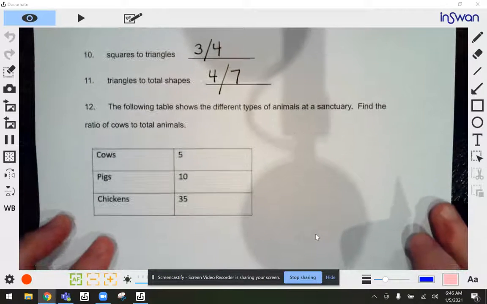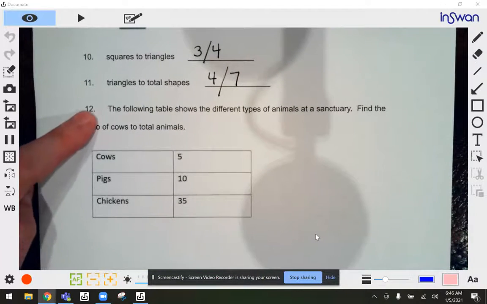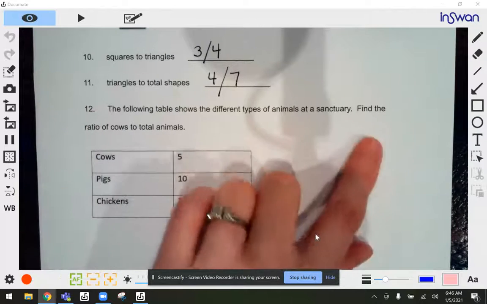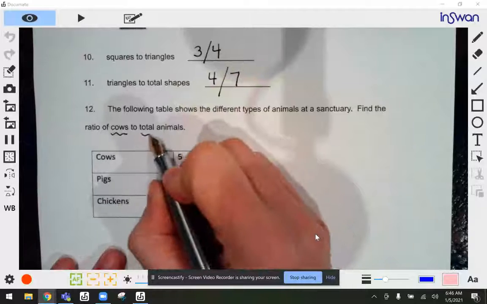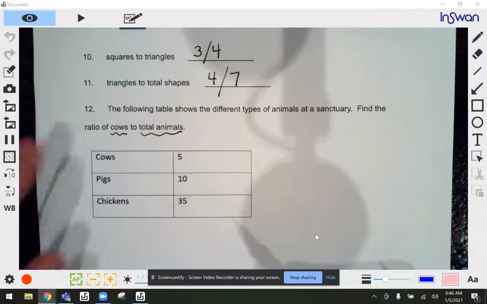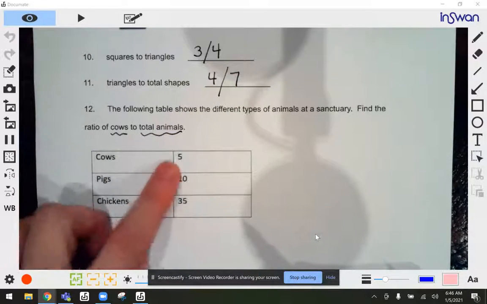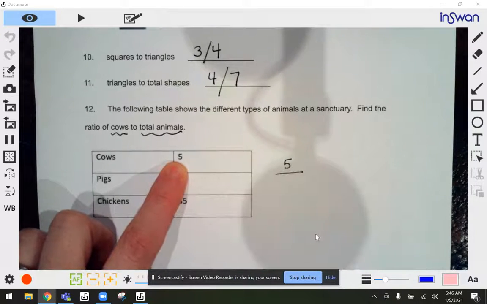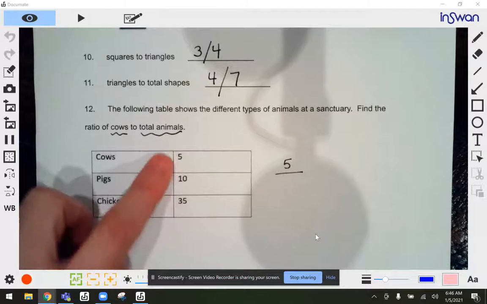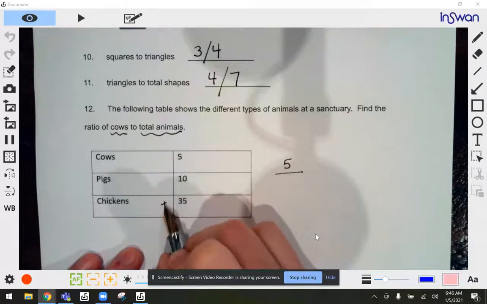All right, so here the following table shows different types of animals at a sanctuary. Find the ratio of cows to total animals. So remember, cows would go first, and it tells us right there 5. Okay, that goes on top. And then total animals, we need to add all these together.